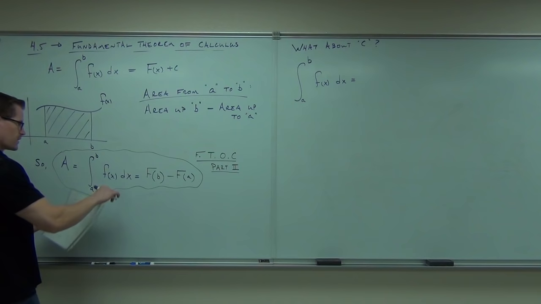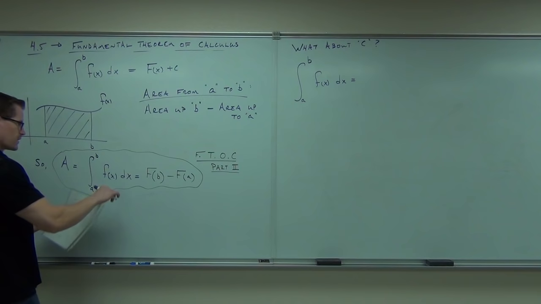If it has bounds, no, because you're going to find an actual area. Because what you're going to do right now is subtract f of b minus f of a, and if those did include c, it'd be the same c, they would drop out of your equation anyway. So no, we don't have a plus c on this.